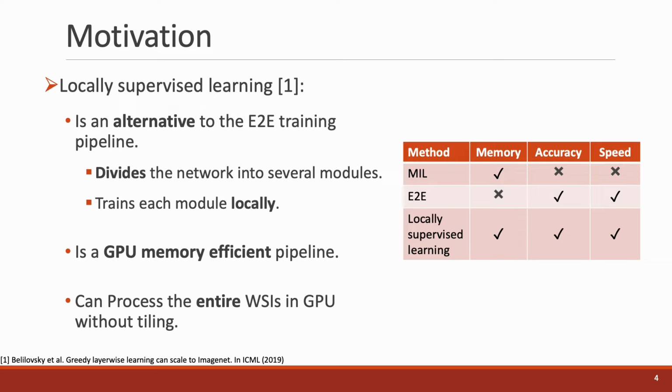Compared to multiple instance learning-based methods and end-to-end training, locally supervised learning is memory efficient and at the same time is fast and accurate.